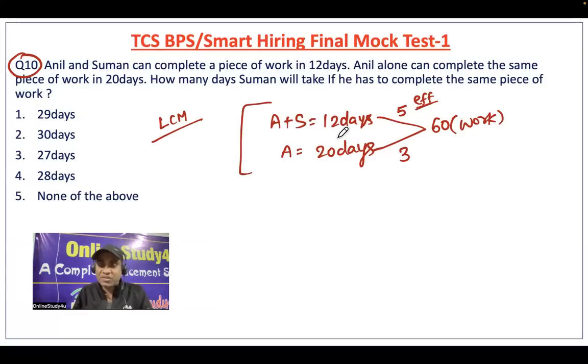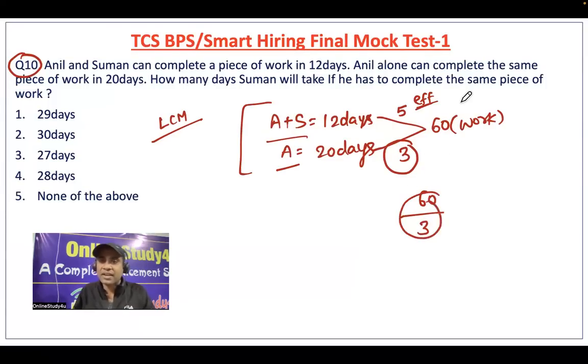So Anil and Suman take 12 days, and Anil alone will be able to do the work in 20 days. We got the efficiency. That means Anil plus Suman can do 5 work in a day, and Anil can do 3 work in a day. Total work is 60. If Anil works alone, he will be able to do it in 20 days.